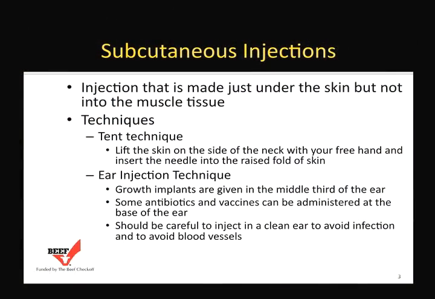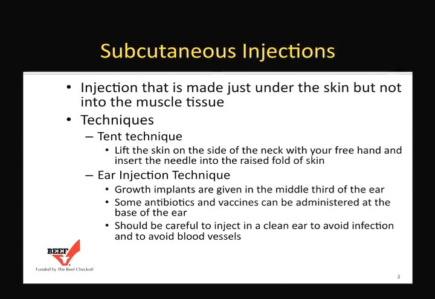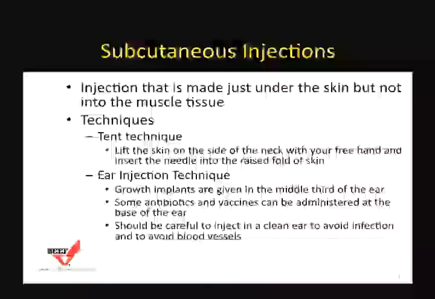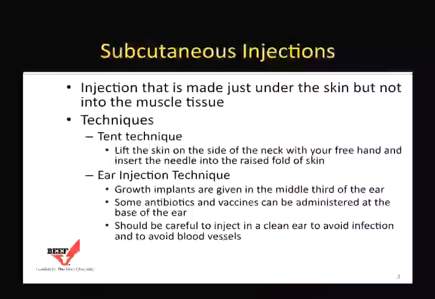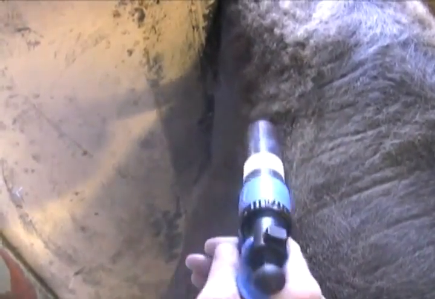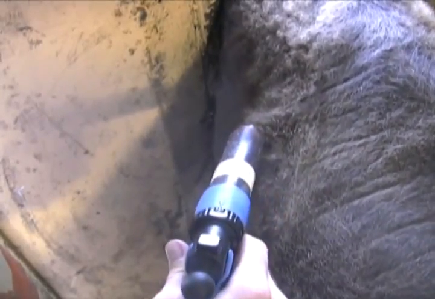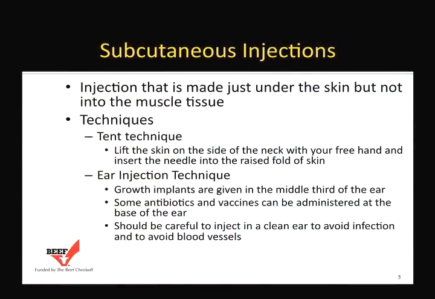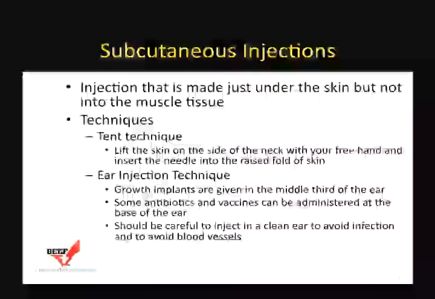A one-handed technique may also be used to give a sub-Q injection by inserting the needle at an angle, pulling that skin away with the syringe, and then applying the injection. One-handed subcutaneous injection: enter the needle nearly parallel to the neck, pull the skin away with the syringe, and dispense the product. Ear injection technique, primarily used for growth implants, is given through the middle 1/3 of the ear.